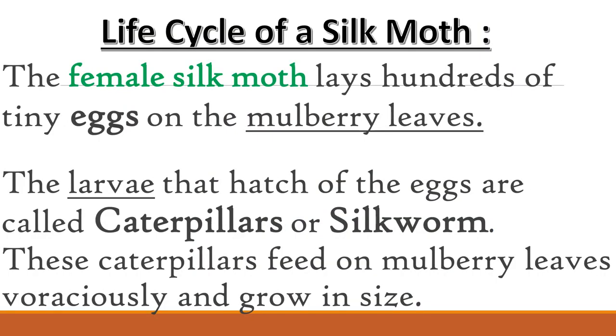Let us now look at the life cycle of a silk moth. The female silk moth lays hundreds of tiny eggs on the mulberry leaves. The larvae that hatch from the eggs are called caterpillars or silkworms. These caterpillars feed on mulberry leaves voraciously and grow in size. Let me tell you, larvae is the plural of larva and voraciously means enormously.